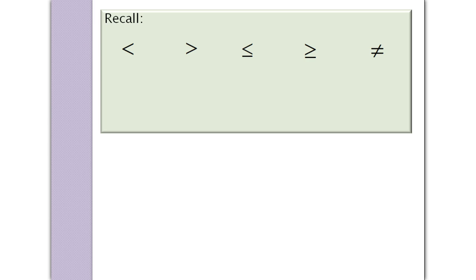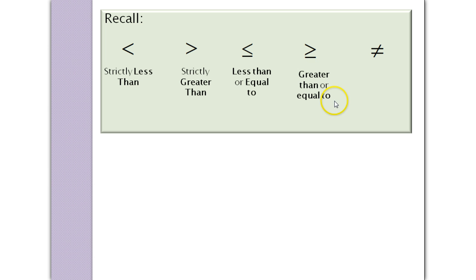So let's quickly review. Look at the following 5 symbols and see if you can remember what they stand for. This first one, we refer to that as a less than symbol. It is strictly less than. The second symbol, we refer to as strictly greater than. These next 2 symbols, notice how they have the equal sign bar. That's important. That denotes that they are less than or equal to, or greater than or equal to.